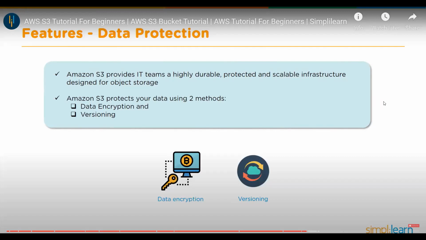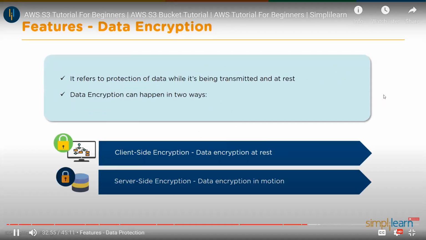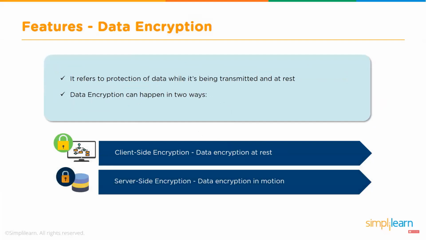So here the data is protected by two means. One is data encryption and the other one is data versioning. Data encryption is encrypting the data so others won't get access, or even if they get access to the file, they won't be able to read the data without the encryption key. And versioning is making multiple copies of the data. So let's talk about them in detail.